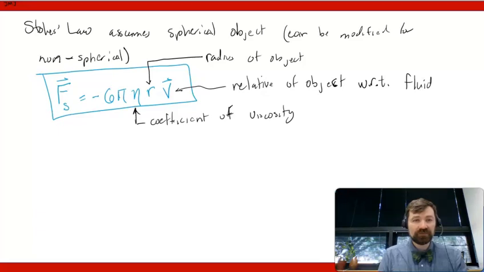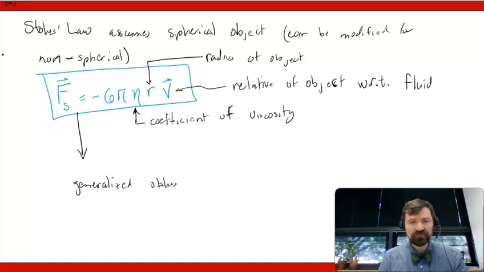And then the generalized or modified version, so generalized Stokes Law, basically just has the form F equals negative b times v.